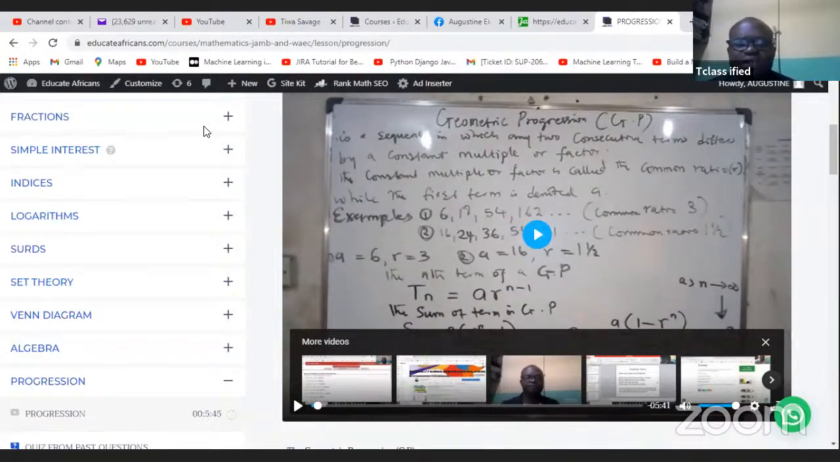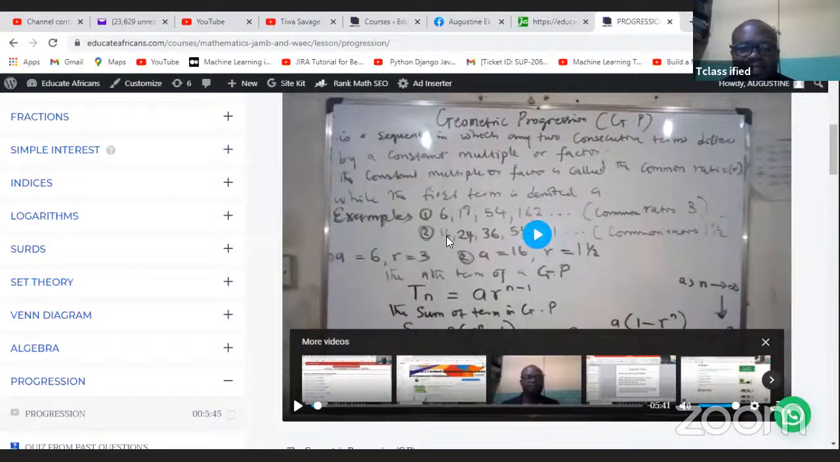A geometric sequence or progression, GP, is a sequence in which any two consecutive terms differ by a constant multiple or factor. This is against what we will see in AP in future. The constant multiple factor is known as the common ratio, r, while the first term is denoted by a. This is an example of a geometric progression: 6, 18, 54, 162. Here the common ratio is 3.